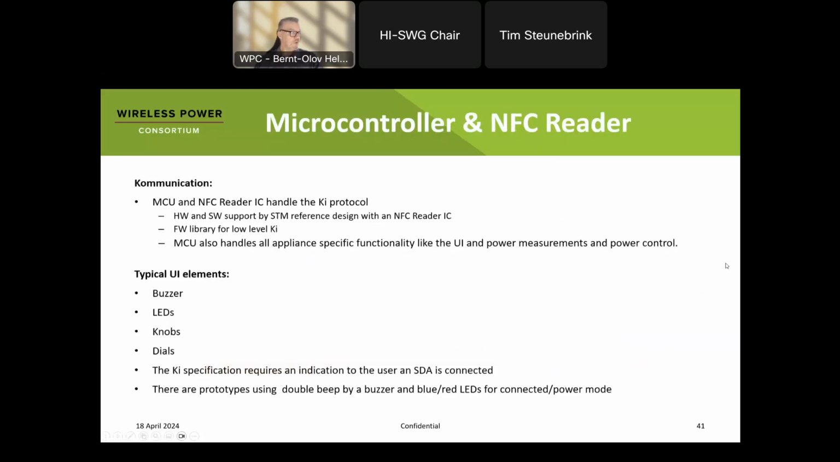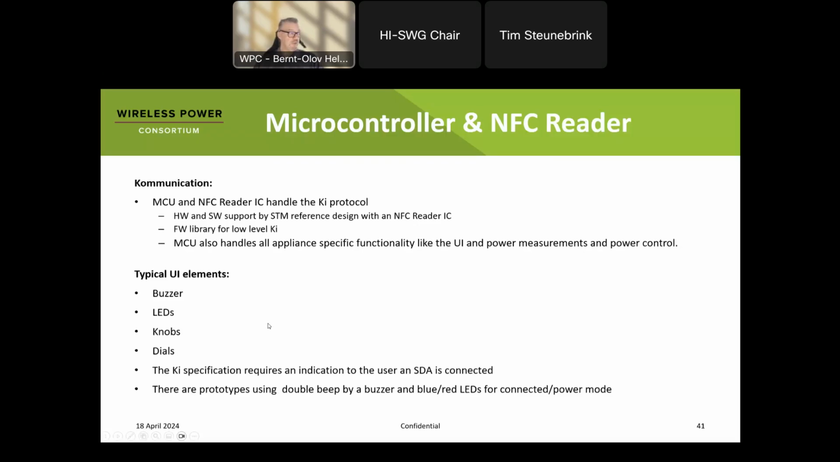Some about the communication and the microcontroller and the user interface elements. The hardware and software is supported by STM reference design. They have the NFC reader IC. They also have the libraries available. They also have the library for low-level Ki, which is required as well. They also have some software for use in this kind of application.